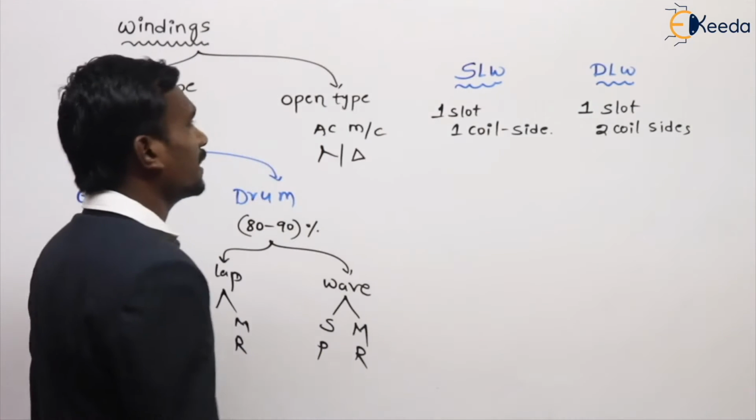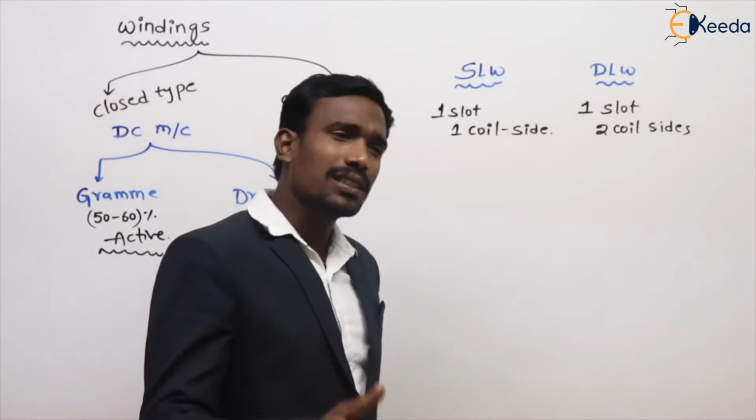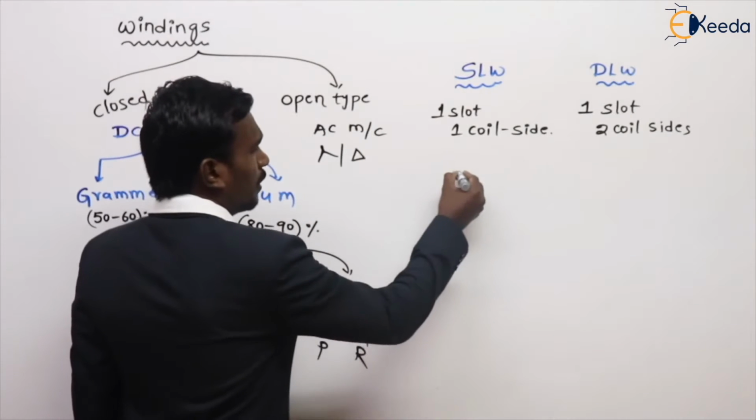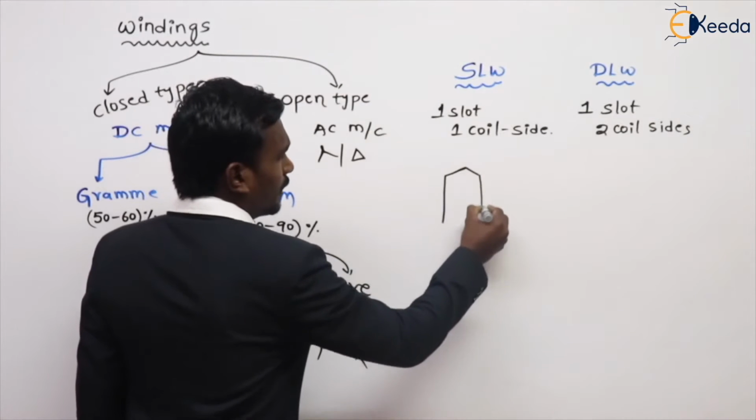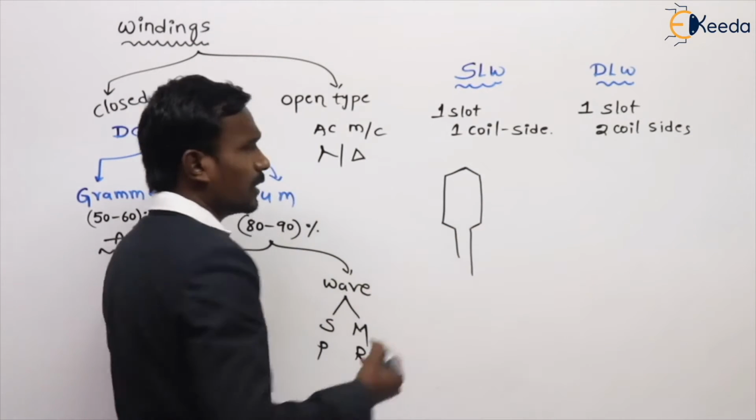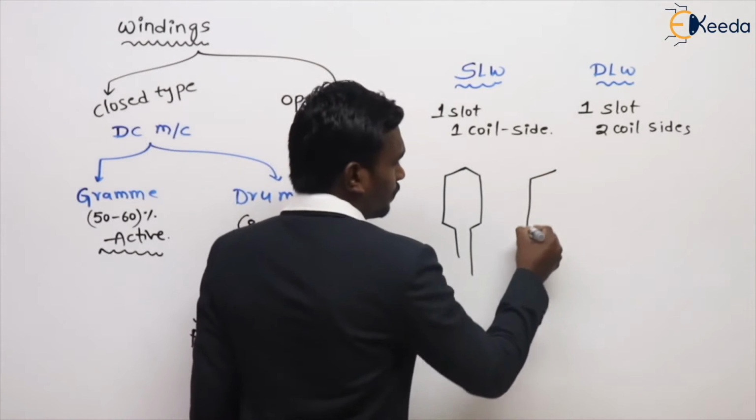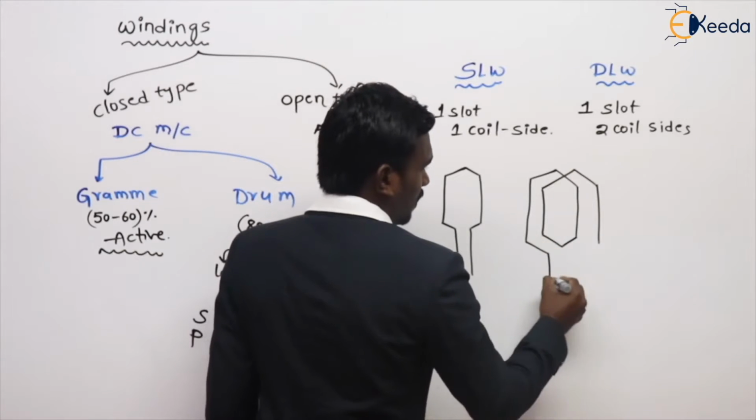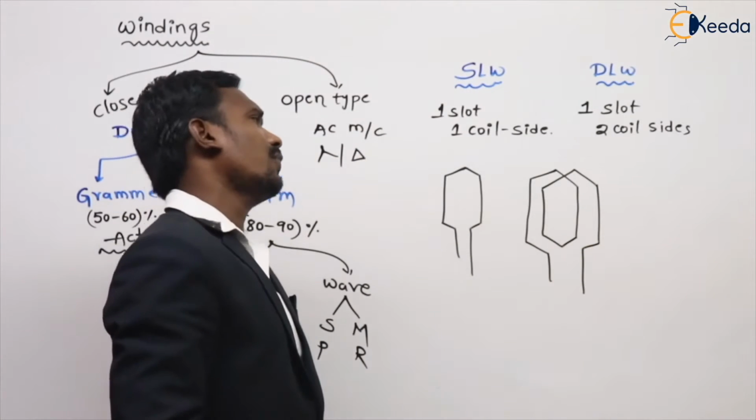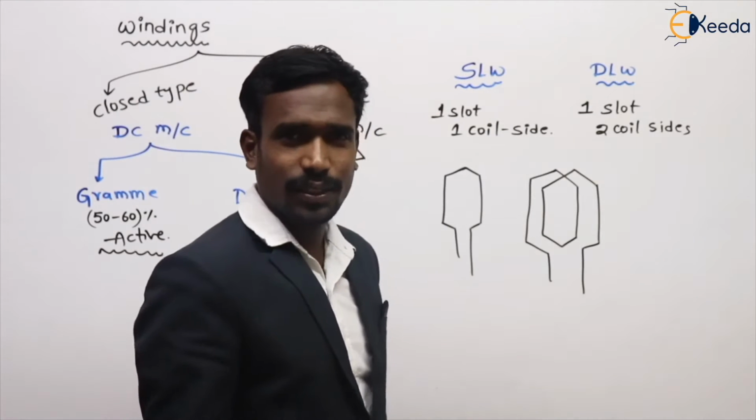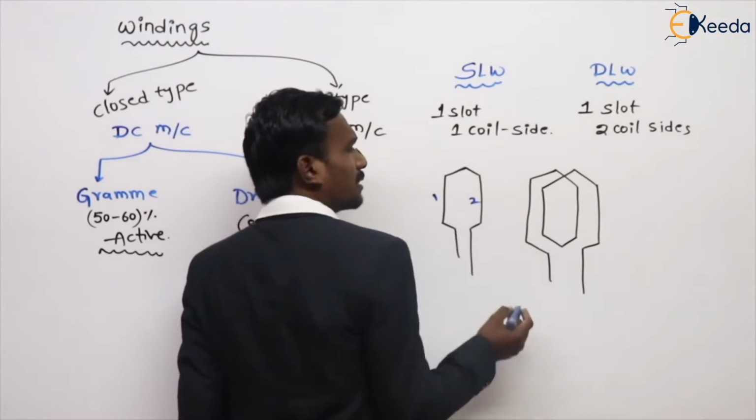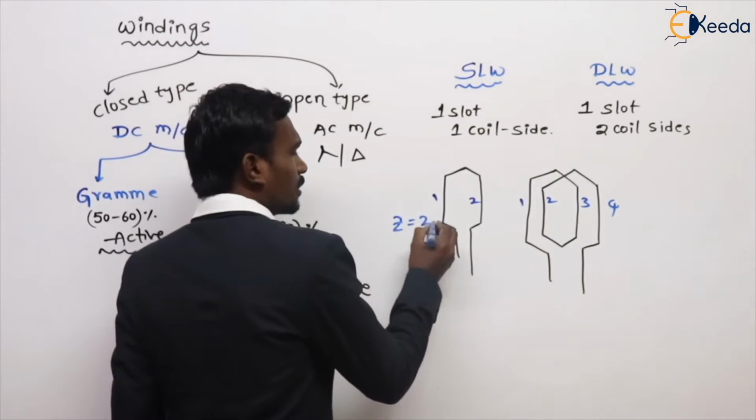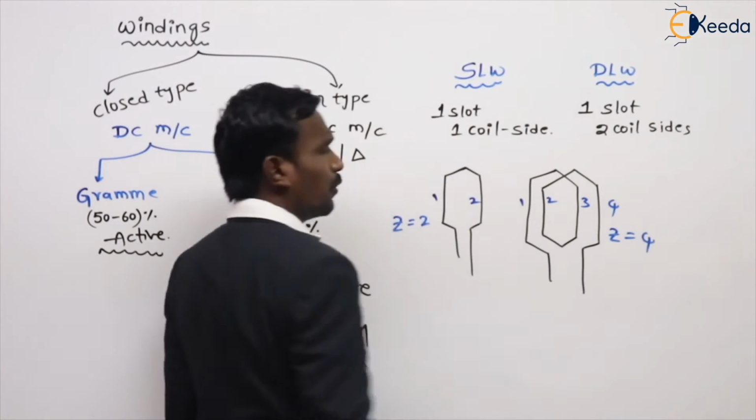First of all, you have to know what a coil side is, and what a turn is. Okay, so let's see here. For example, I am drawing a diagram here. See, this is one and this is one. Tell me which of the following is a coil, which is a turn, which is a conductor. You know that here we have two conductors. Here we have four conductors. Number of conductors is equal to 2. Number of conductors is equal to 4.